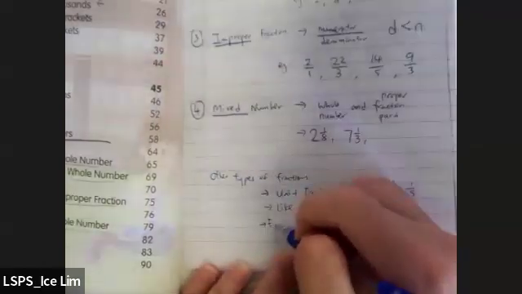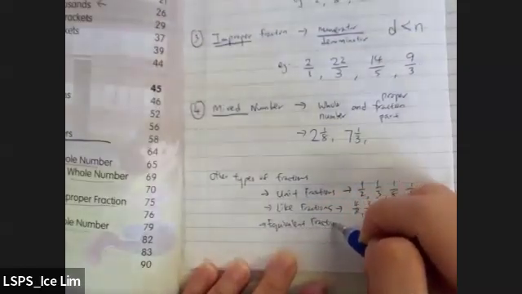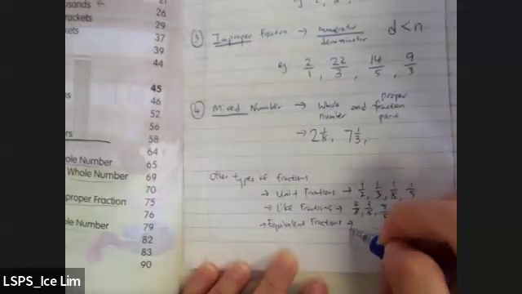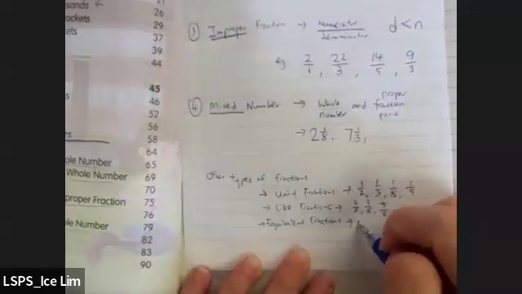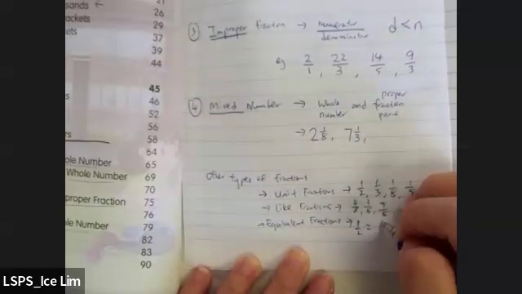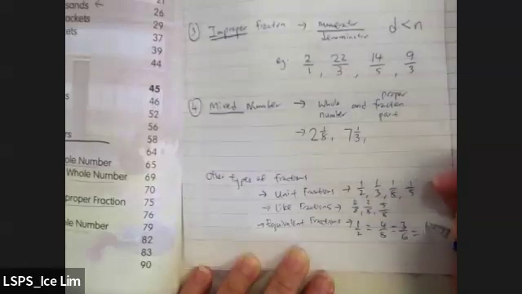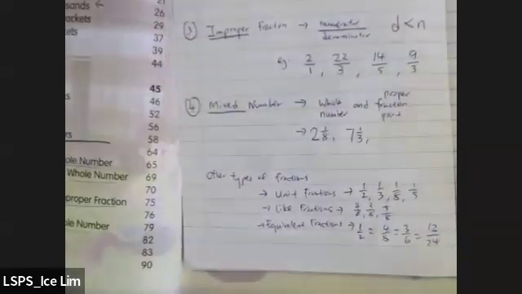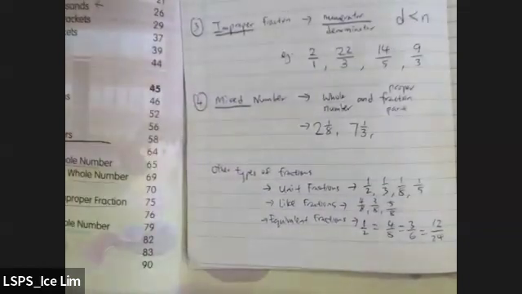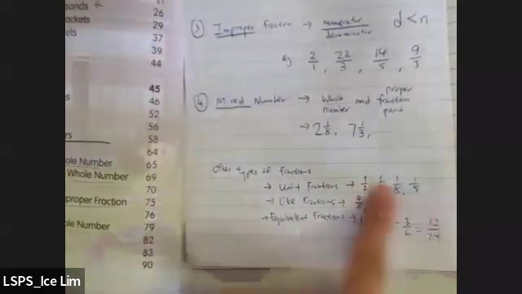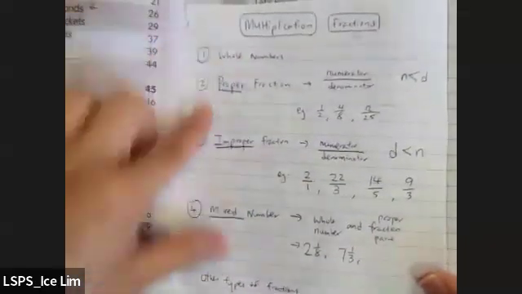Then we have equivalent fractions. Equivalent fractions are related to each other. For example, half is equal to 4/8, equal to 3/6, equal to 12/24. So these are the other types of fractions, which are encompassed within all these other types already.